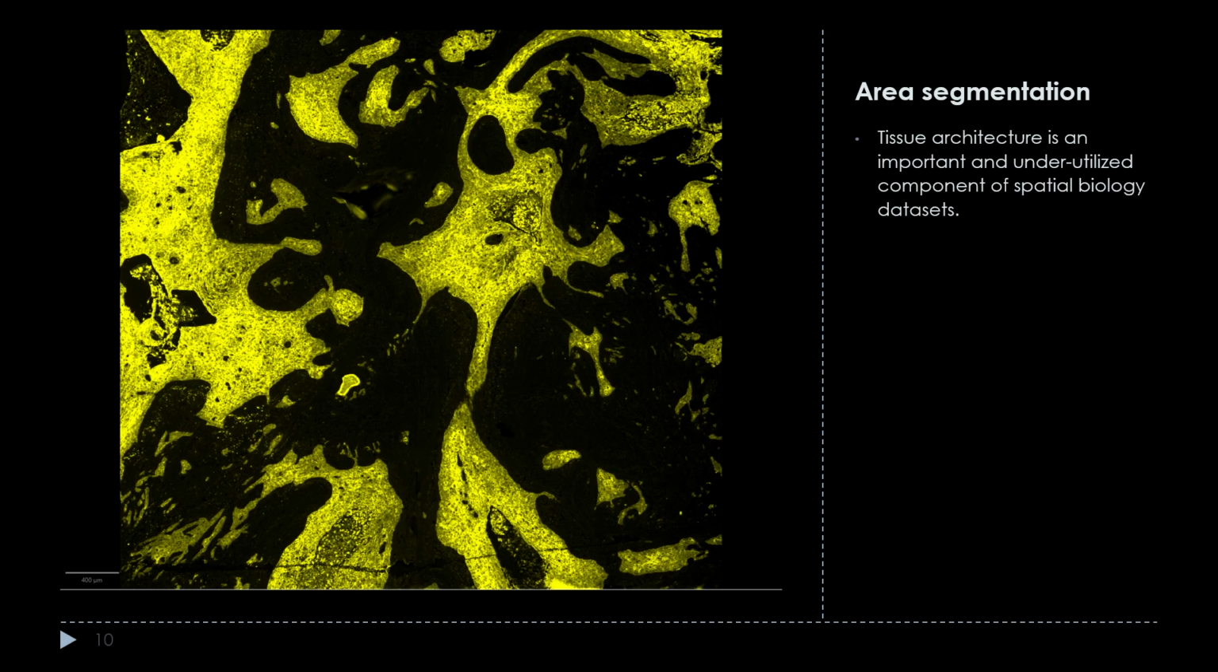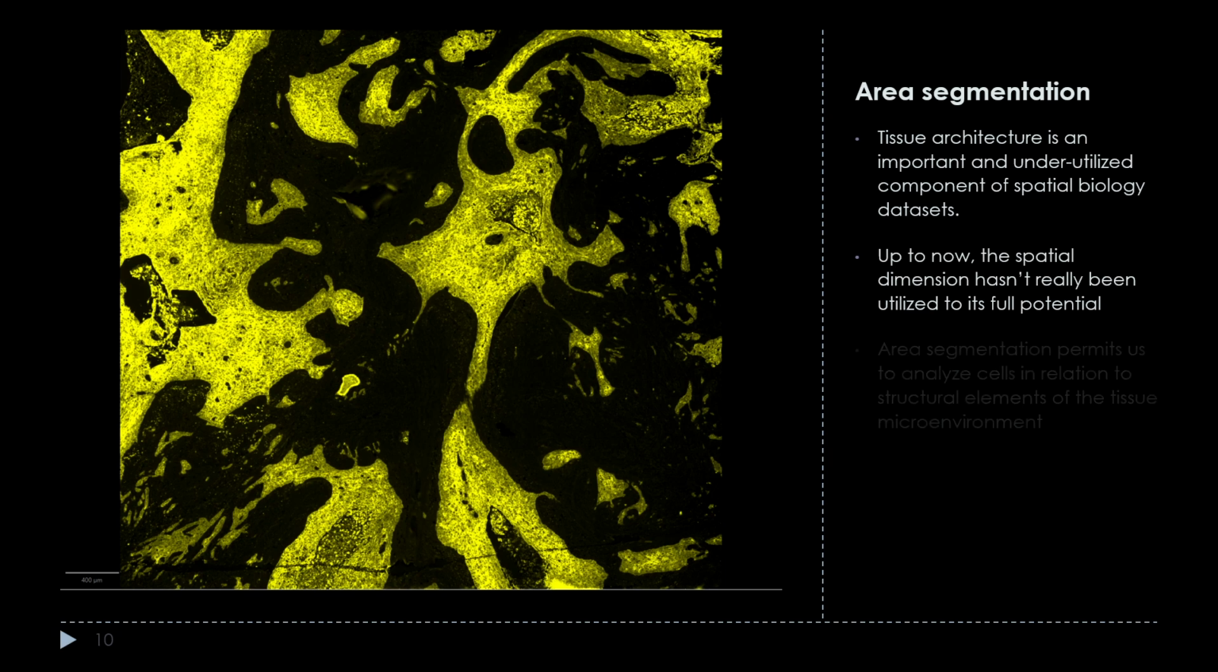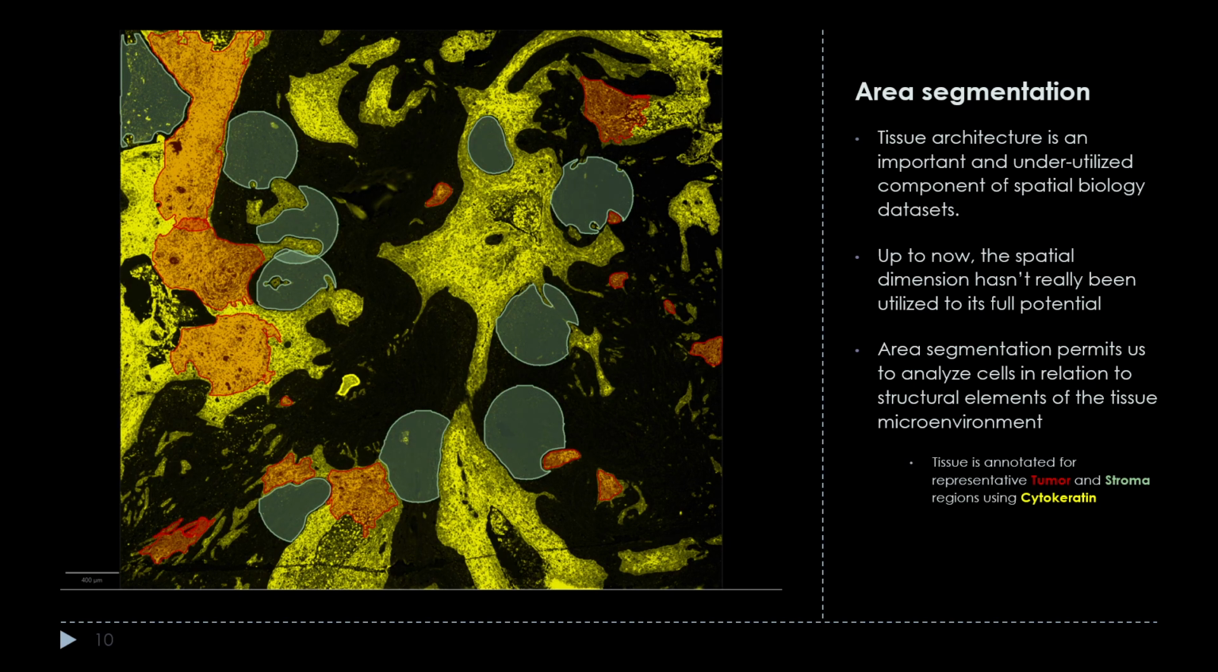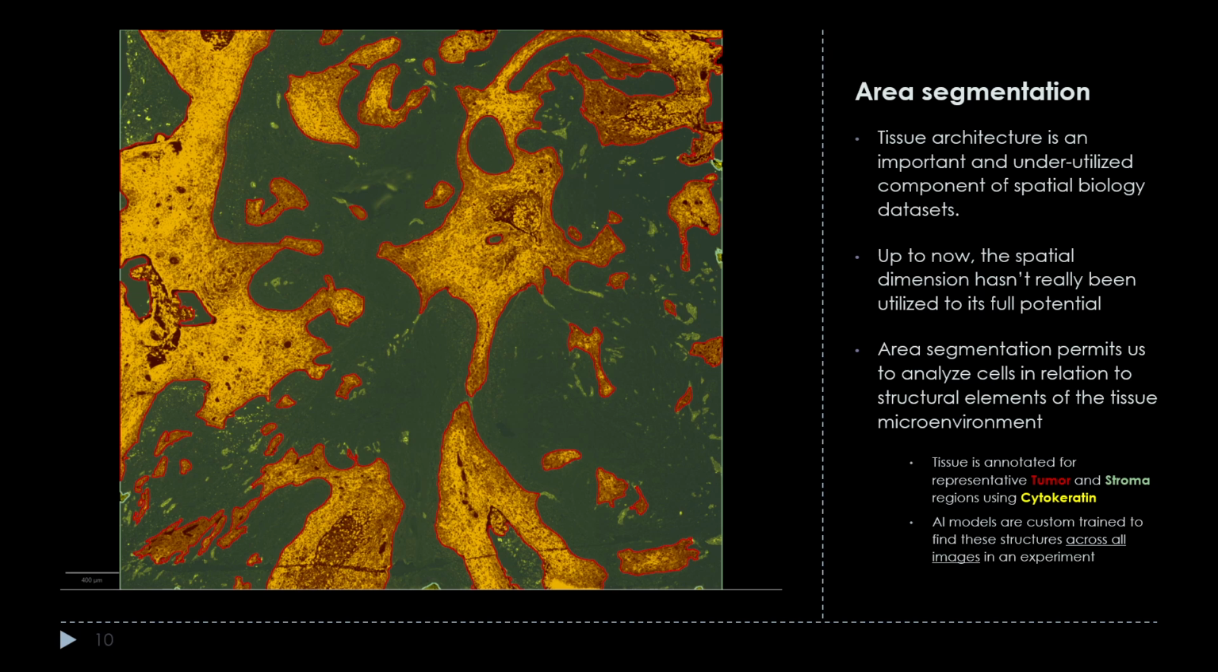In a fundamental sense, spatial biology involves techniques to simultaneously visualize and analyze multiple markers within their native spatial context. But up until now in this presentation, the spatial dimension hasn't really been utilized to its full potential. Area segmentation is one approach to analyze cells in relation to larger elements of the tissue microenvironment. Here, our tissue is annotated for representative tumor and stroma regions using cytokeratin. AI models are then custom trained to find these structures across all images in an experiment.